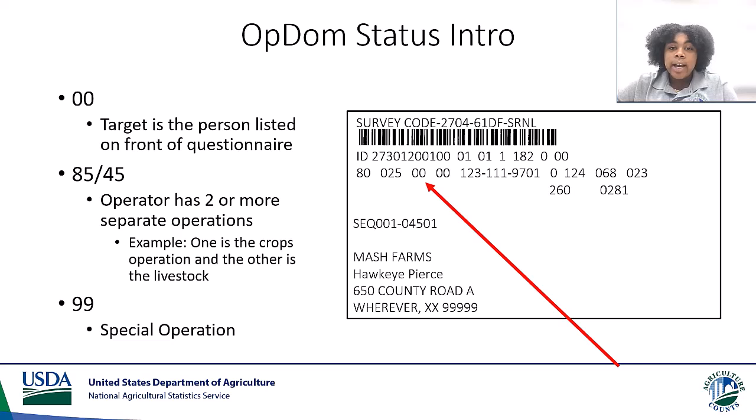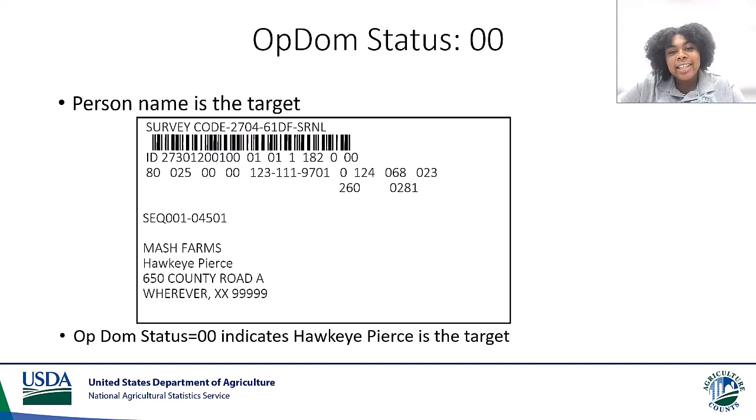In the next few slides, we will dig a bit deeper into each of the OpDom statuses and what it means for your ARMS 3 data collection. As we learned on the last slide, the target operator for an OpDom 0 record is the person named on the front page label. So in this example, our target is Hawkeye Pierce. Hawkeye only has one operation, and you are collecting data for the entire operation for the reference survey year. If Hawkeye is no longer involved in operating a farm, this questionnaire will be put in out of business, which I will talk about in a few minutes.